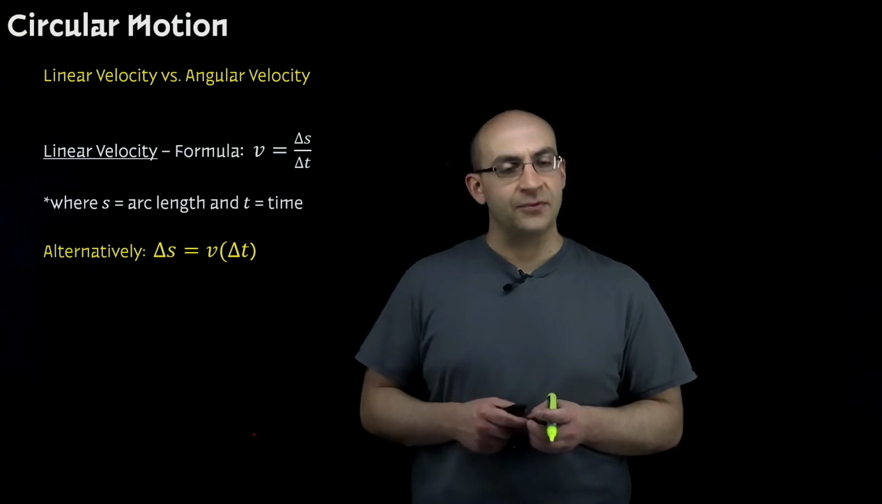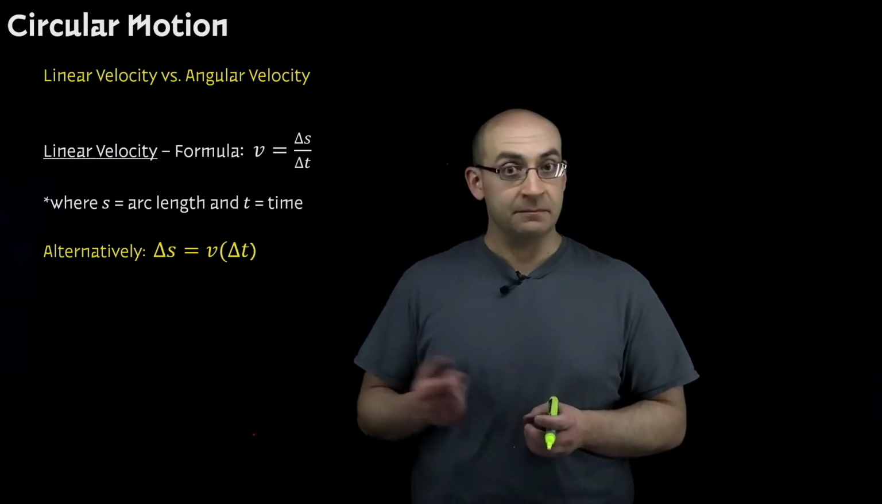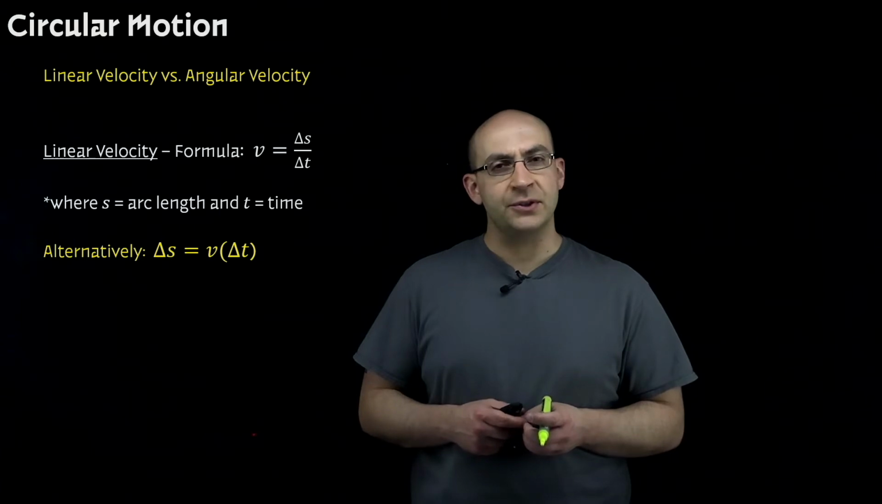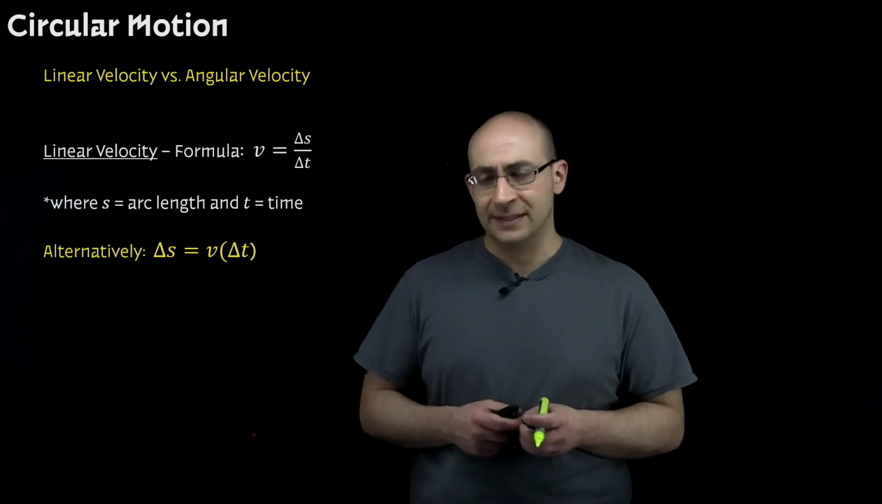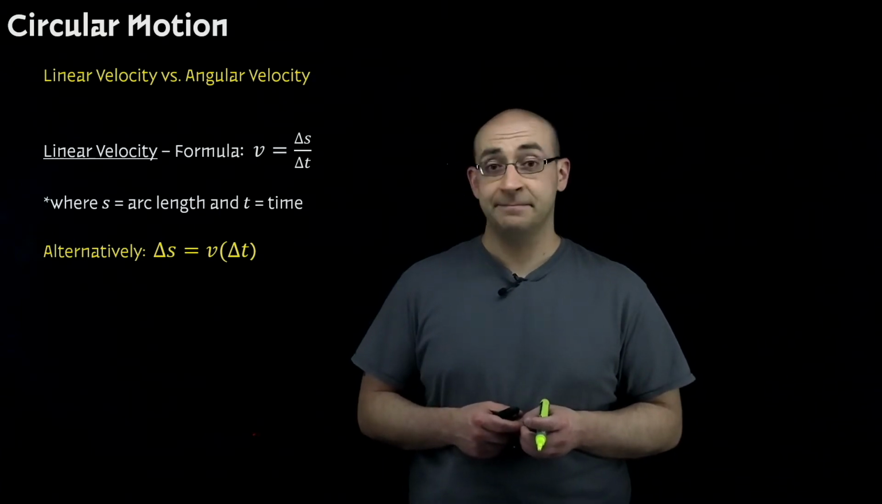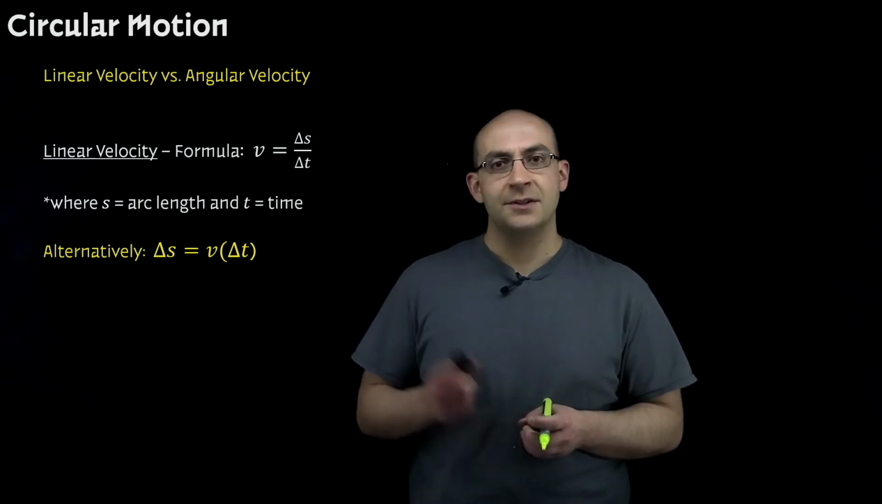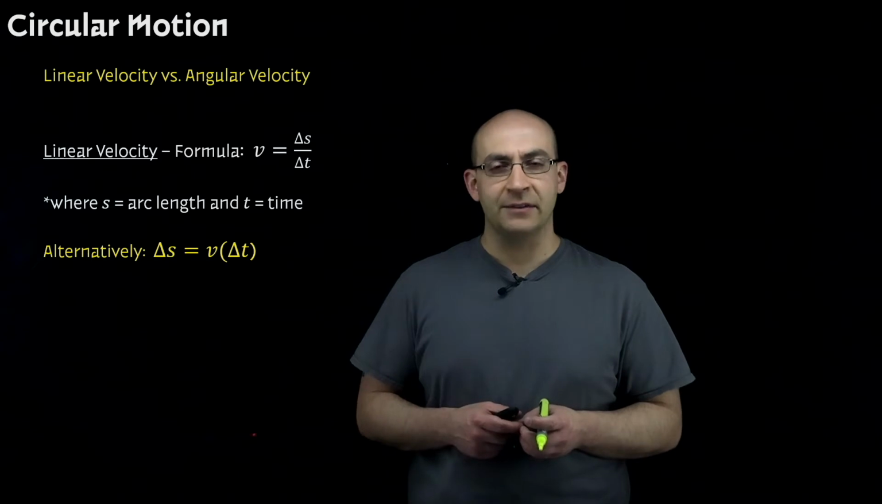Linear velocity, the formula is this. V, for velocity, equals delta S over delta T. Delta just stands for the change in something. So in this particular case, linear velocity stands for the change in arc length, which is S, not speed, divided by the change in time, T.